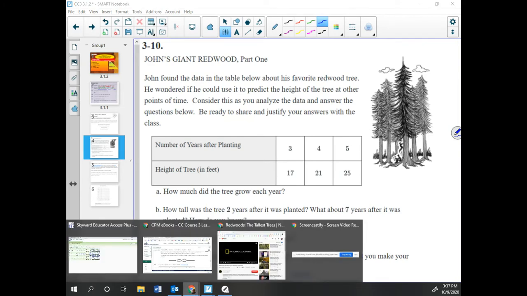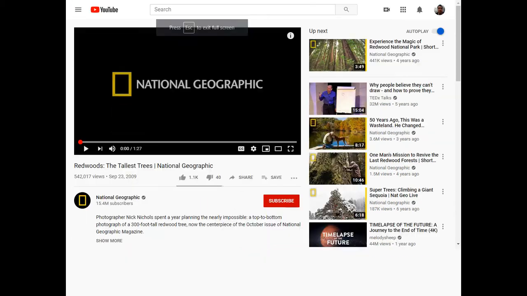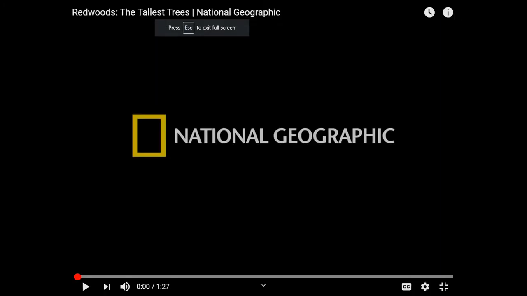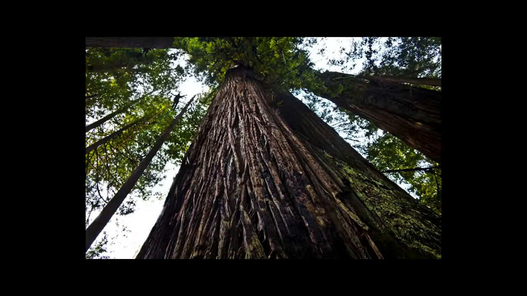So if you'll bear with me, here's a video from National Geographic. And what I want you to note is just the sheer length or size of this tree. So it's only a 1 minute and 7-second video. But this one is their effort to take a picture of the biggest tree.